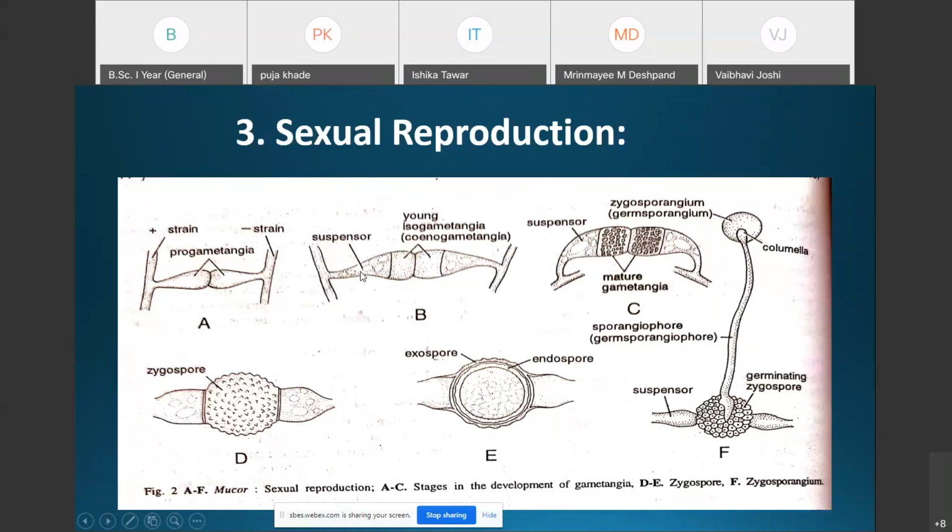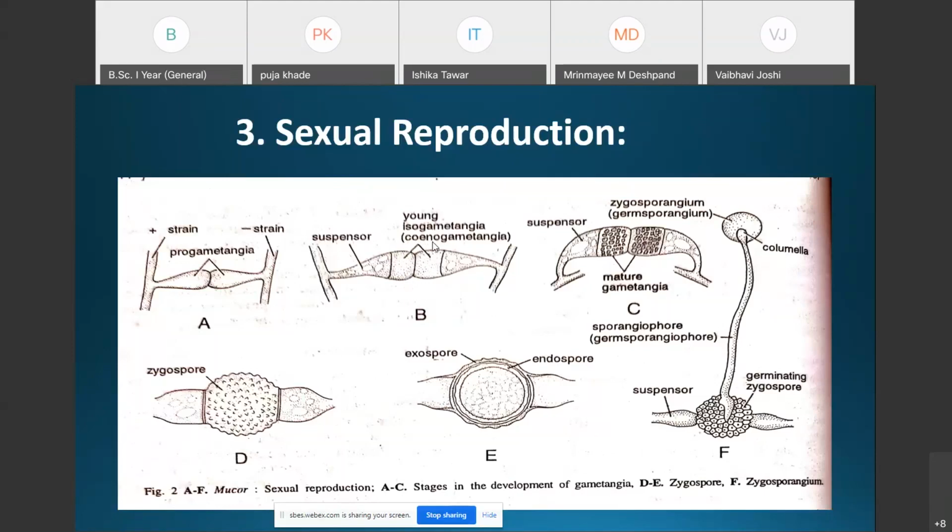Okay, it is the basal part of the progametangia and it will form the suspensor. Since the gametangia possesses the undifferentiated mass of the multinucleate protoplast, these gametangia are now called the coenogametangia. That particular tip region has an abundant amount of nuclei and is an undifferentiated mass, and that's why this tip region is said to be the coenogametangia.